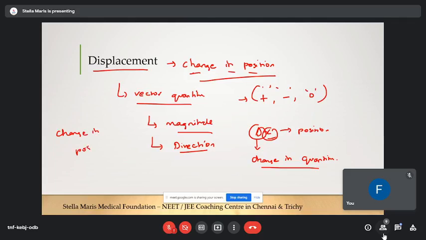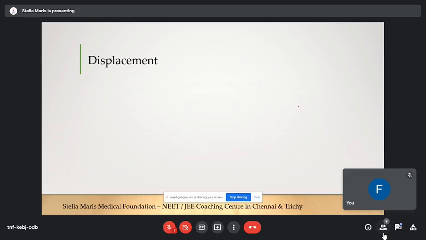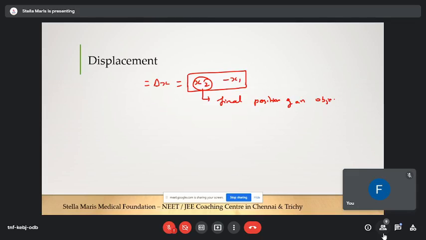So displacement can be written as the difference between the final and initial positions of the object, right? Correct or not? Yes, sir. Displacement is a change in position. Change in position is del x. Del x is equal to x2 minus x1. x2 is the final position of the object, and x1 is the initial position of the object.